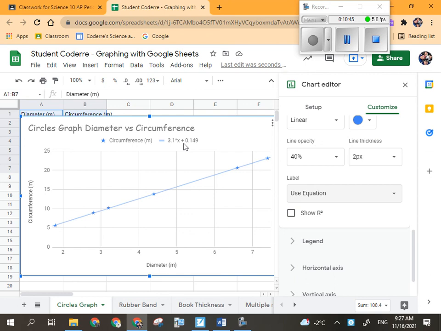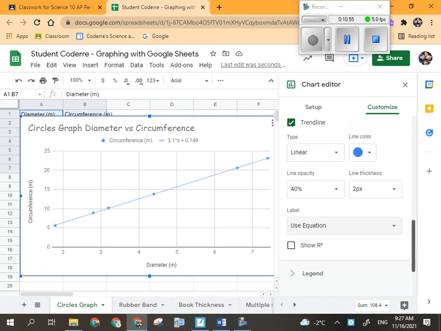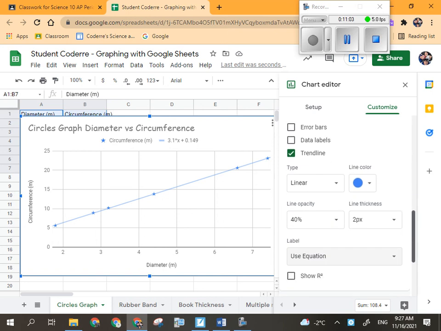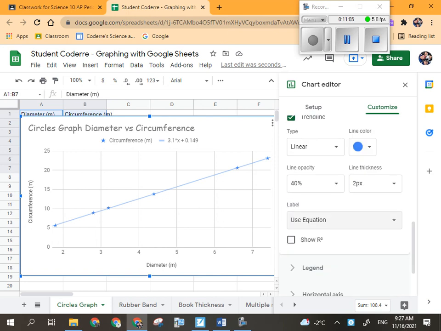Everybody with me so far? No? You just press the one. Yeah, you have to check the box that says trend line. So up here, trend line. And then down here, label, use equation.